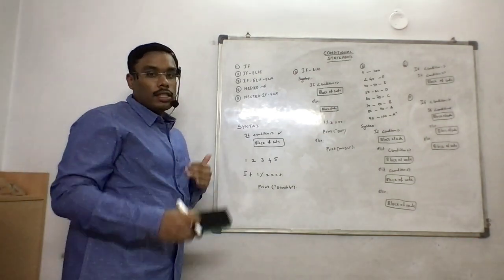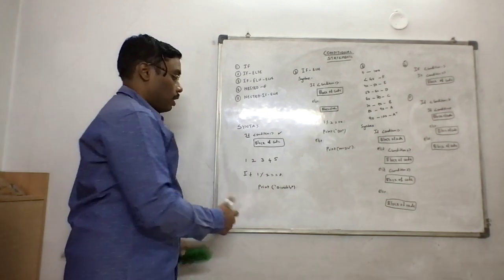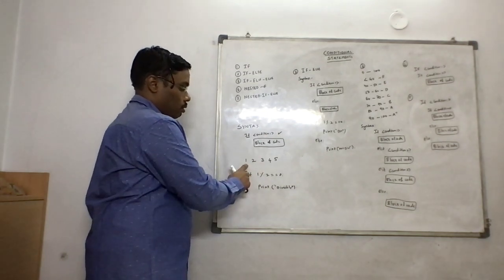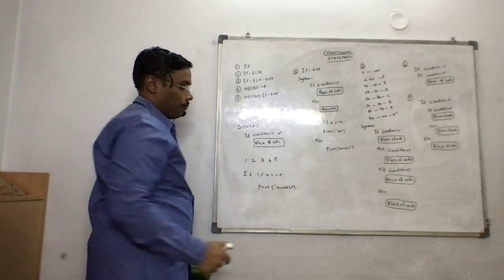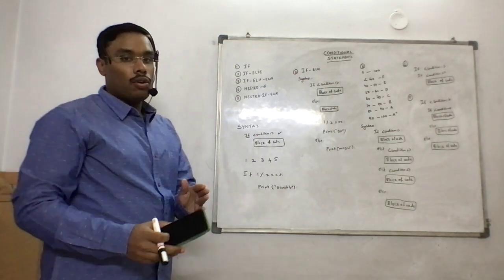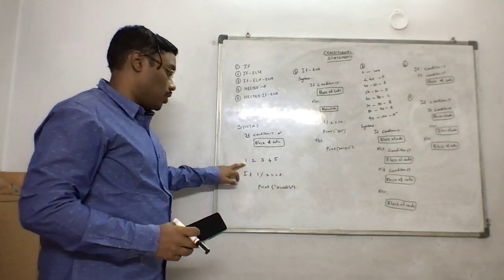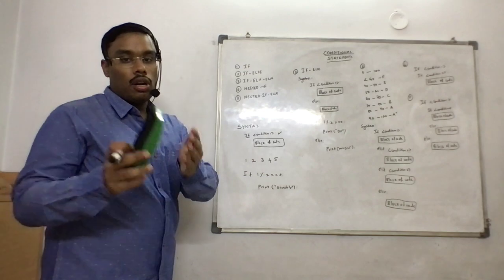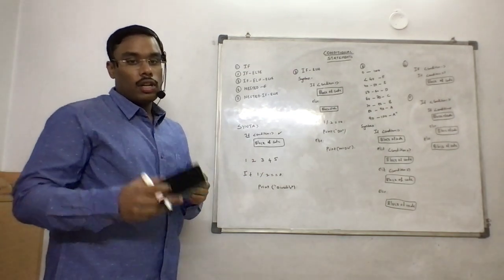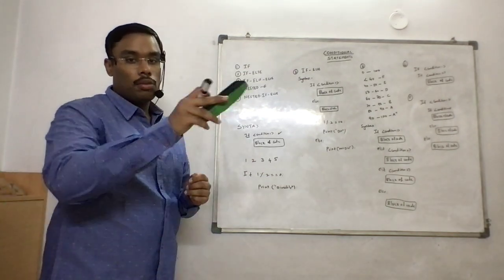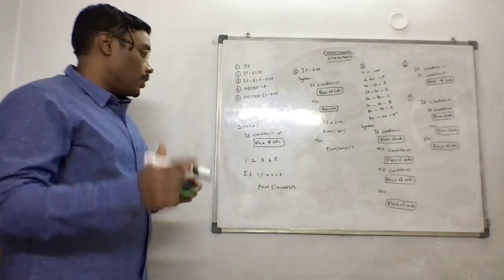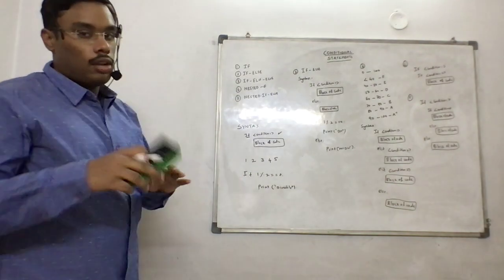Now, in order to understand it better, let us take an example. I have taken five numbers: 1, 2, 3, 4, and 5. Out of these five numbers, I want to check whether this particular number 1 is an even number or not. In order to check whether that particular number is an even number, the number should be divisible by 2. Then only we can say that this particular number is an even number.